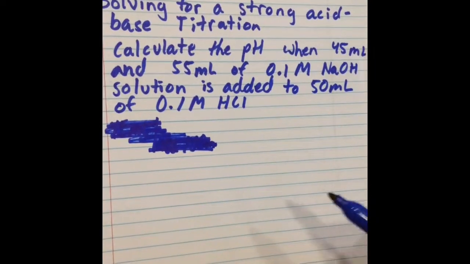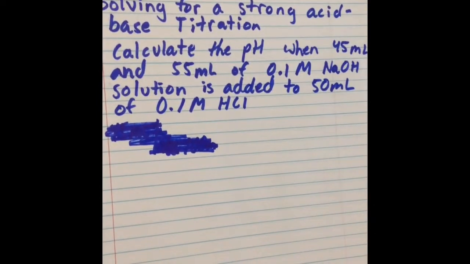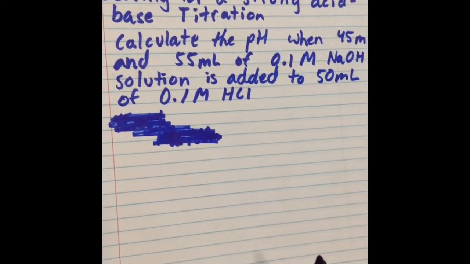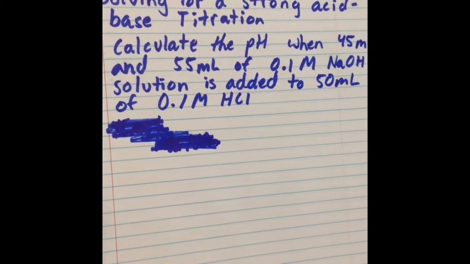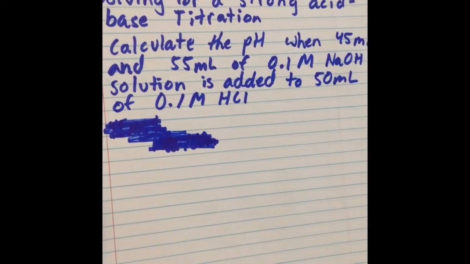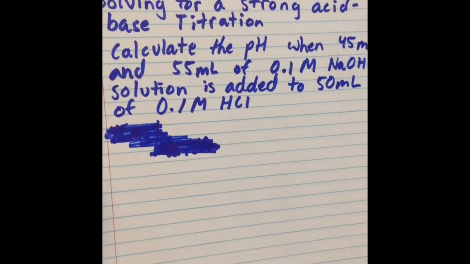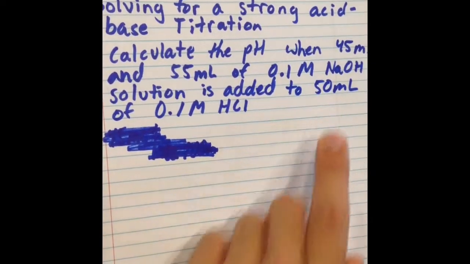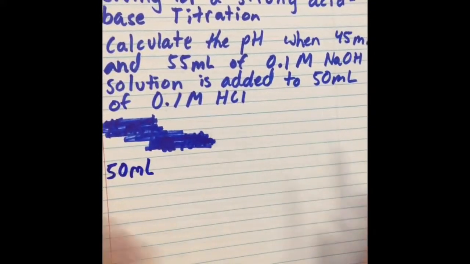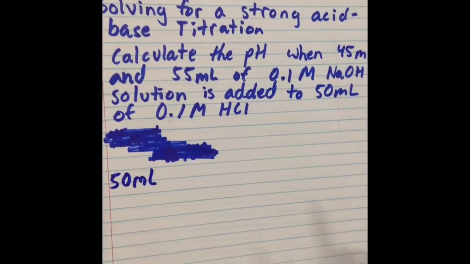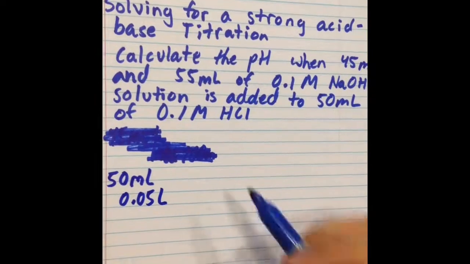So I have an example problem right here. It says: calculate the pH when 45 milliliters and 55 milliliters of 0.1 molar NaOH solution is added to 50 milliliters of 0.1 molar HCl. To start with, we're going to figure out the molar concentrations of the H+ and OH- ions. We take 50 milliliters of HCl and convert it to liters, which is 0.05 liters.